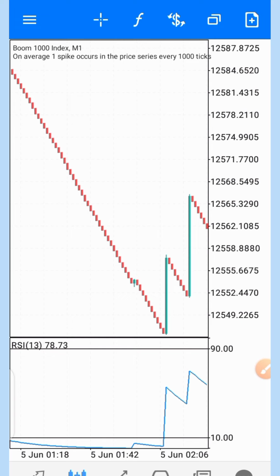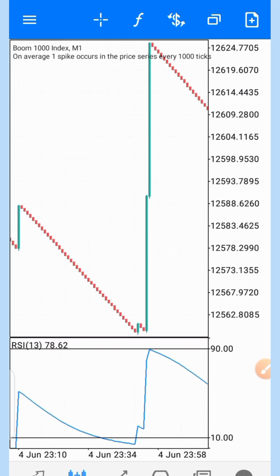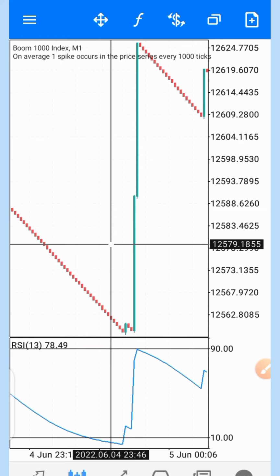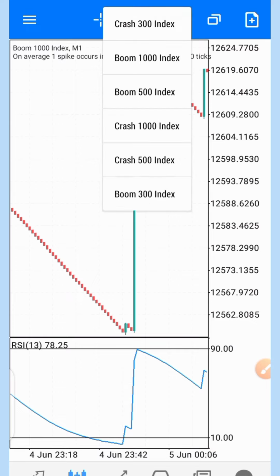But when you are scalping, you should stay in front of your phone, because you are the one to close it when you know that you are okay. You can see here the spike happened at 3 points. So guys, let's check Crash.